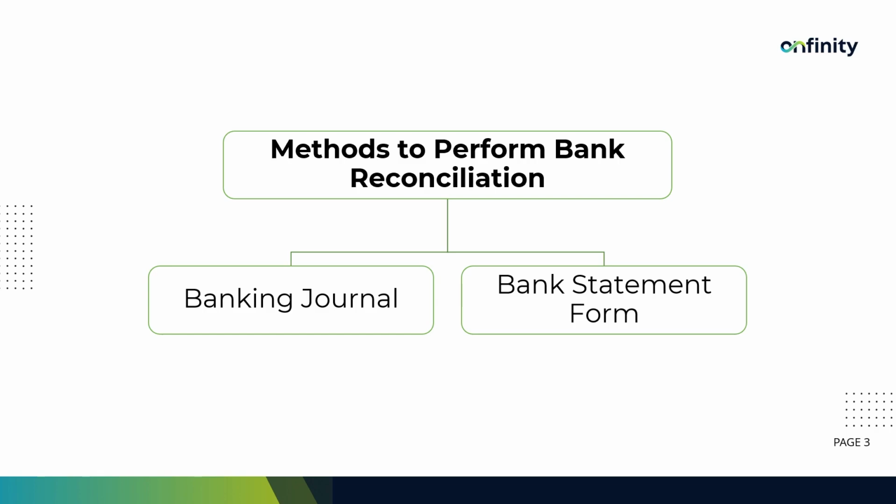With the banking journal, selecting accounts receivable receipts and accounts payable payments is a manual process. You have to select entries one by one to reconcile. So, let's start with the bank statement form instead. Let's go into the Onfinity system now, and I'll show you how to reconcile a bank statement.